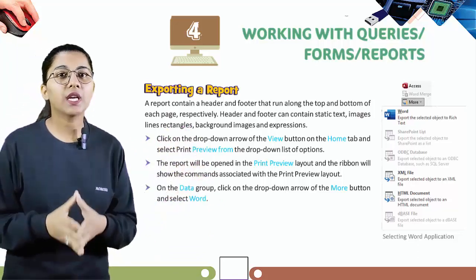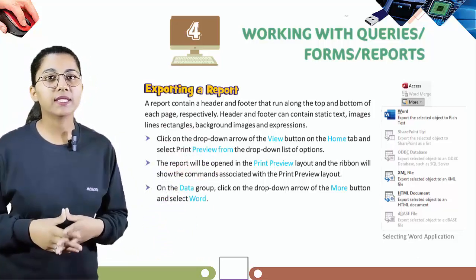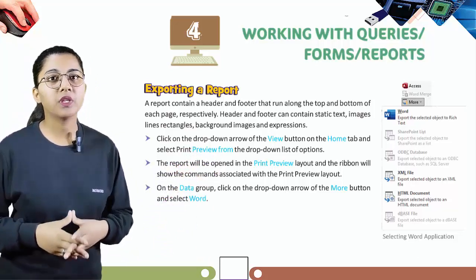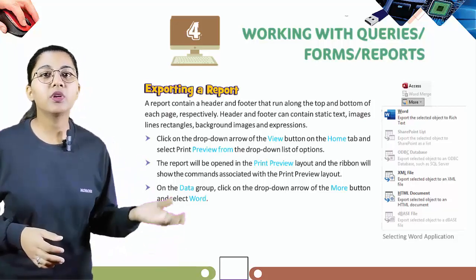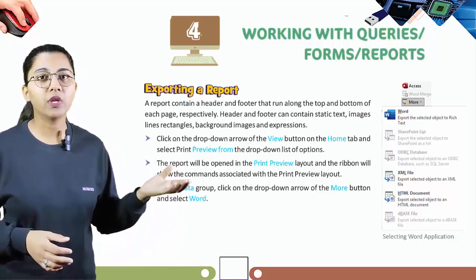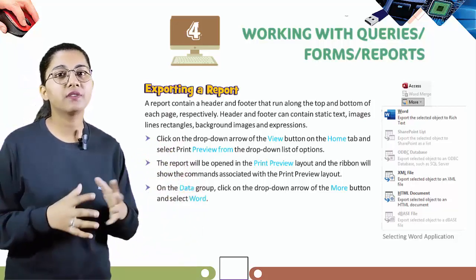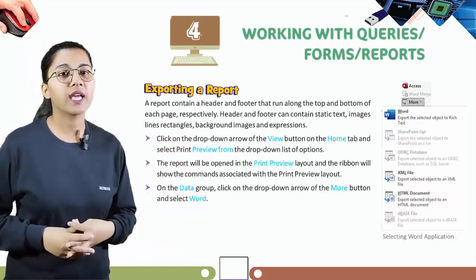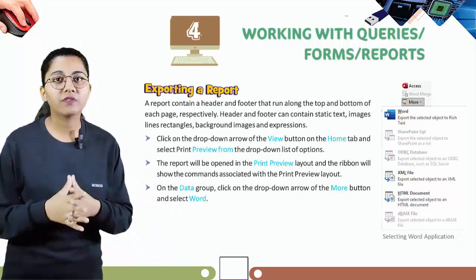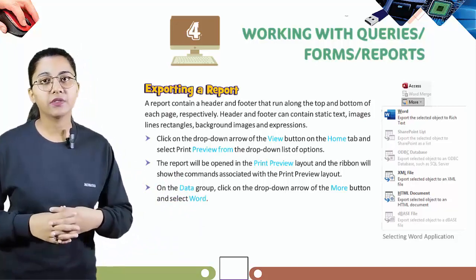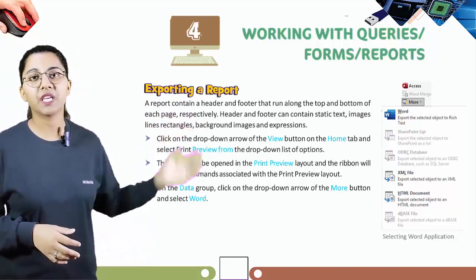First one is click on the drop down arrow of the view button on the home tab and select the print view from the drop down list of options. Next, the report will be opened in the print preview layout and the ribbon will show the commands associated with the print preview layout. Then next, on the data group, click on the drop down arrow of the more button and select the Word. Here you can see the interface of selecting Word application.